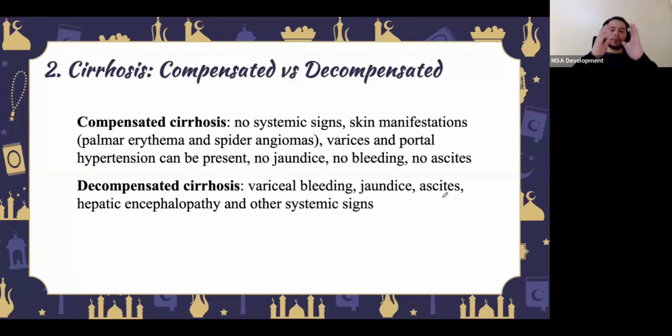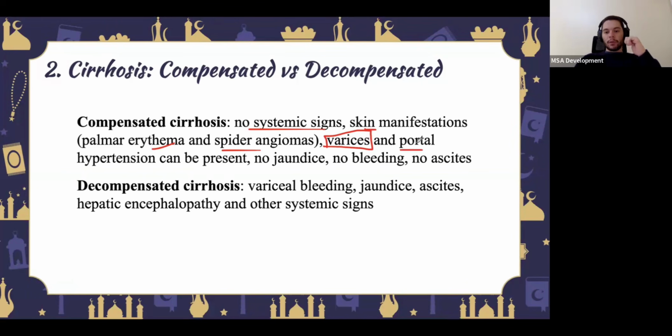Now, we need to differentiate between two concepts, which are compensated and decompensated cirrhosis. Compensated cirrhosis, just remember, has no systemic signs. There are no signs of jaundice, there is no ascites, no complications of cirrhosis, nothing. At most, there are skin manifestations such as spider angiomas. Secondly, remember to differentiate between varices and variceal bleeding. If there are varices, that's still compensated. If there is bleeding, that's when you categorize the patient as decompensated.